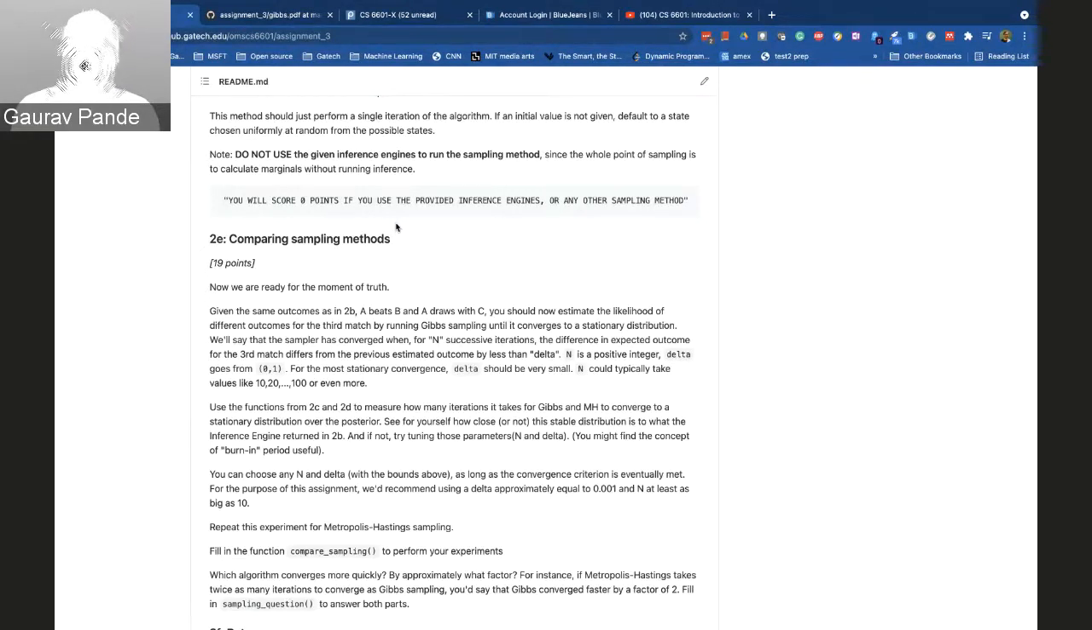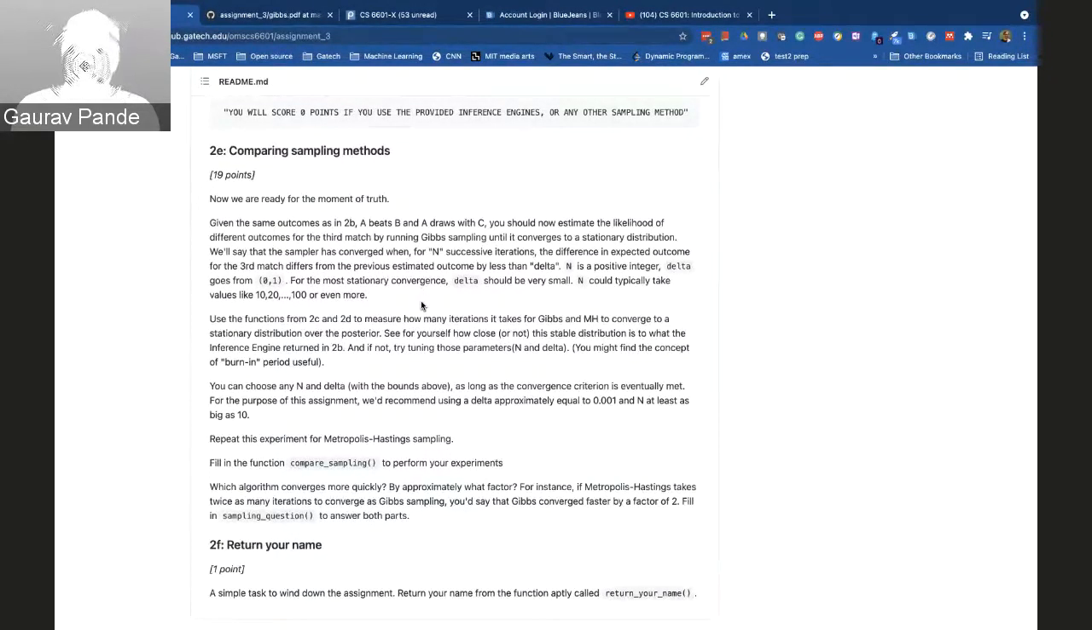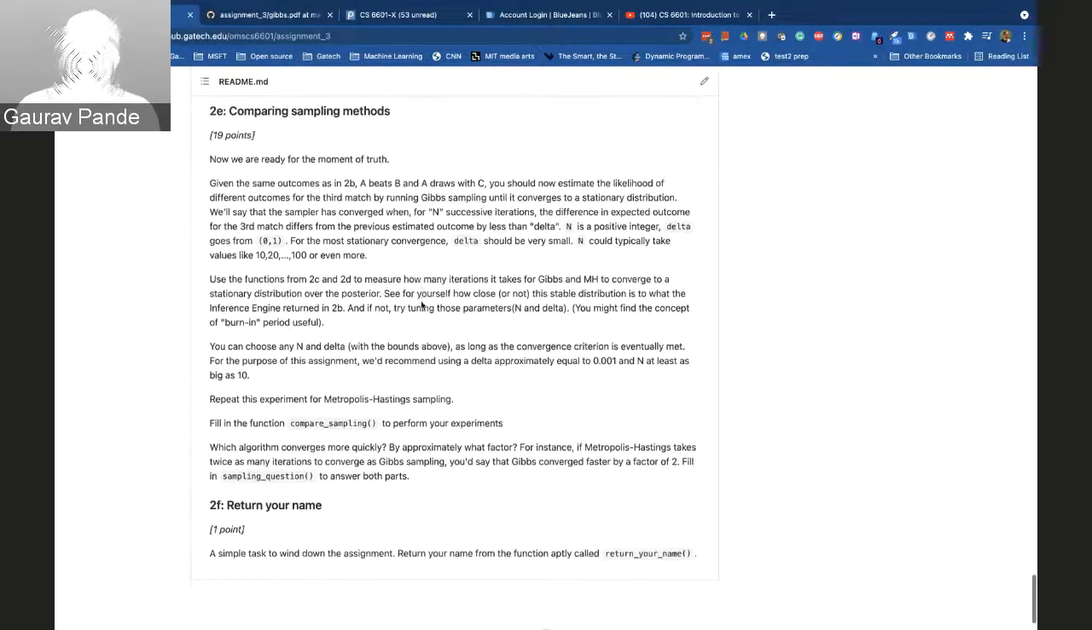So you might want to experiment with this burn-in period. Initially, just for some period of time, you don't consider anything. After some period of time, you will say, okay, now my algorithm is learning something. My algorithm is trying to converge or trying to understand this distribution. So these three parameters you have to experiment with. You converge both of these algorithms using these three tweaks, and then you implement this in the compare sampling method.